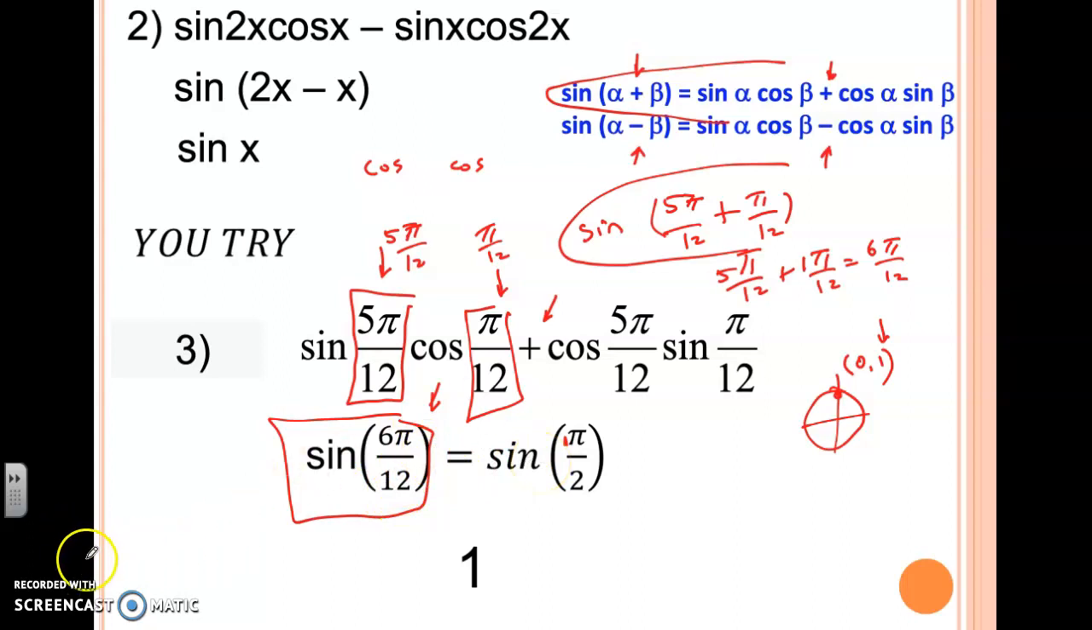Now let's go the other way. Instead of identifying this, now let's use the identities to solve for an angle. Let me explain.